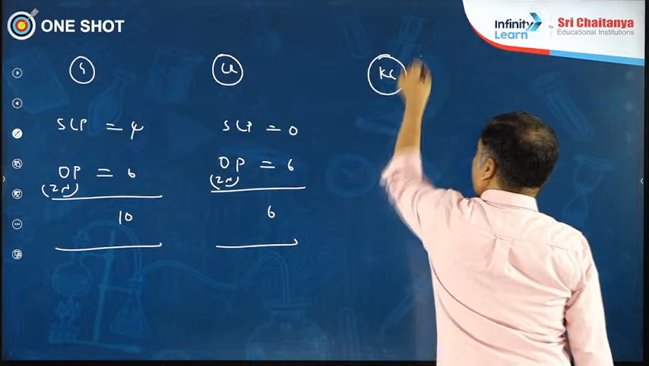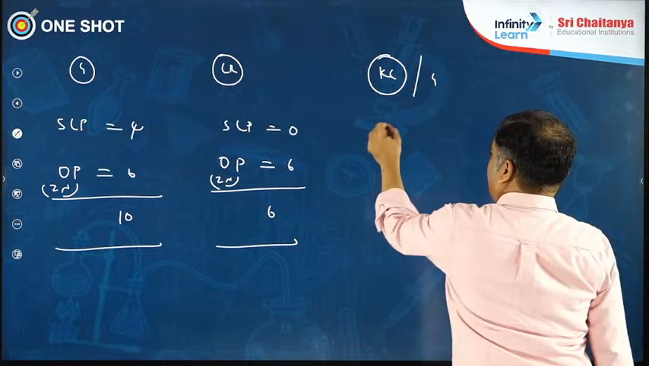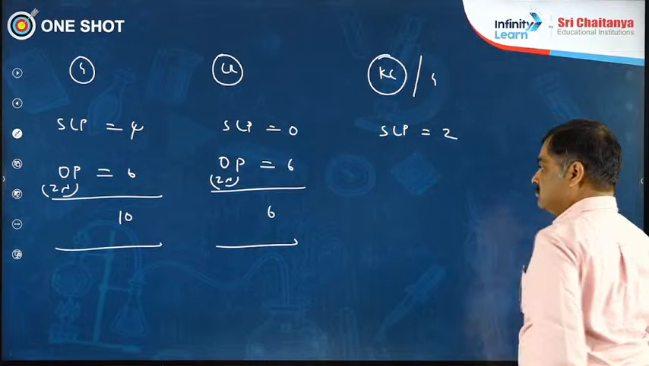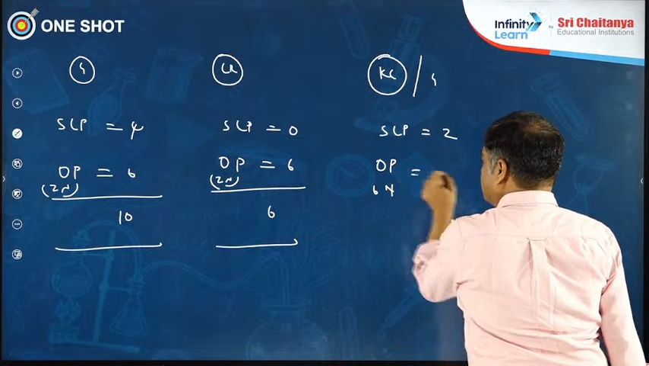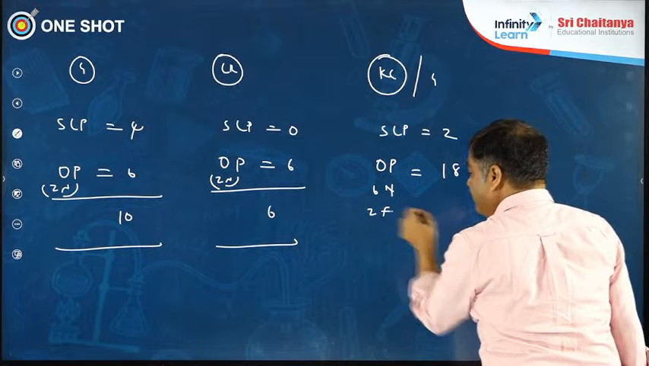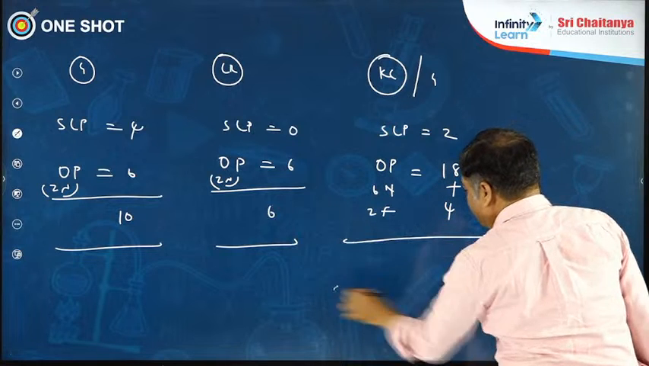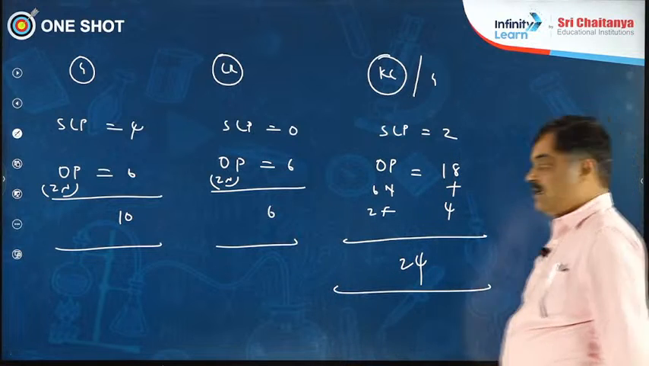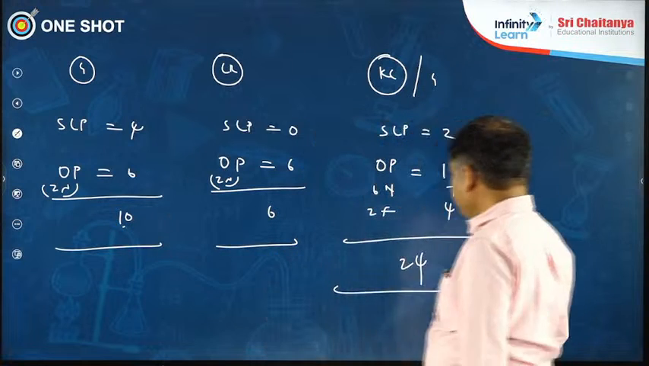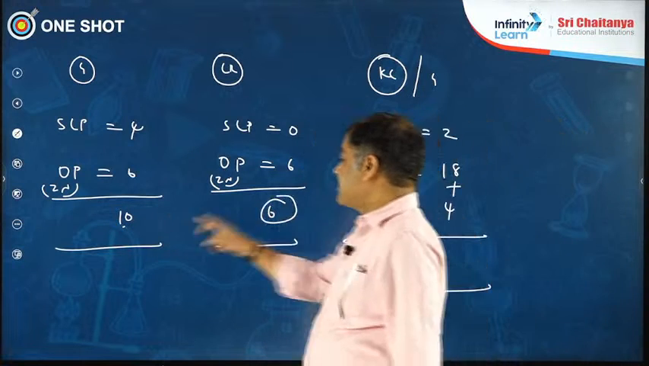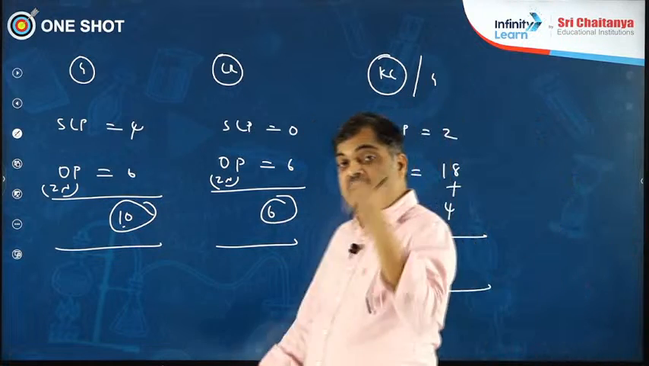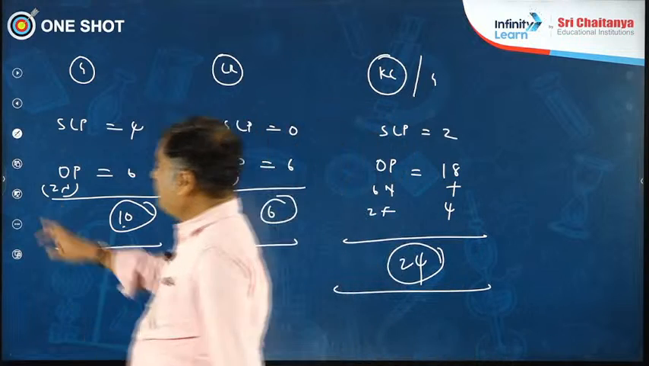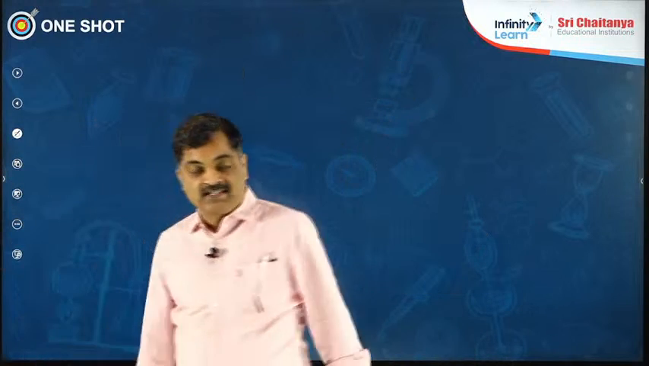Krebs cycle for 1 molecule of glucose: substrate level phosphorylation 2, oxidative phosphorylation 6 NADH2, so 18, 2 FADH2, 4. So it comes to 24. 10 plus 6, 16. 16 plus 24, the answer is 40. This is the total ATP formed. Out of 40, 2 are utilized in the first and third reaction. Therefore, the net ATP will be 38. This is turning out to be the easiest chapter.